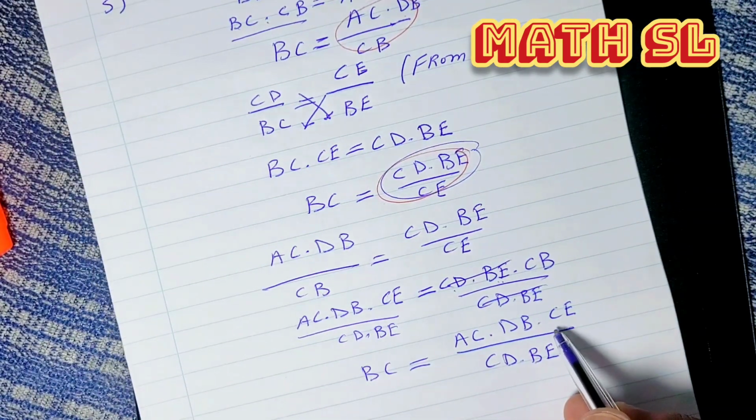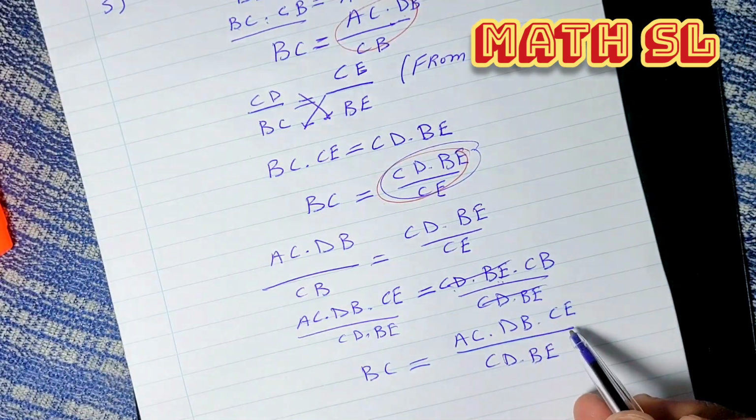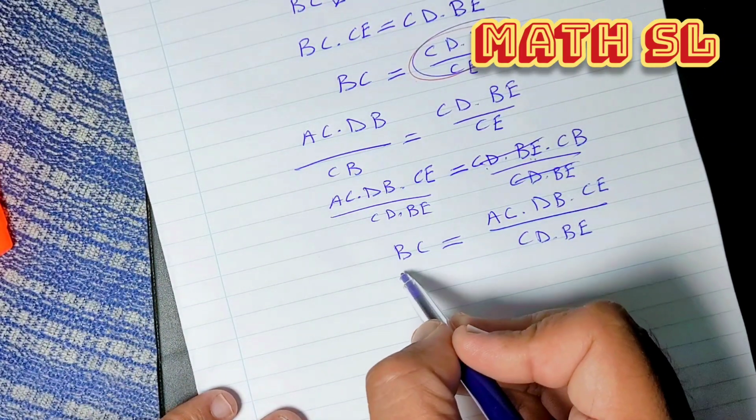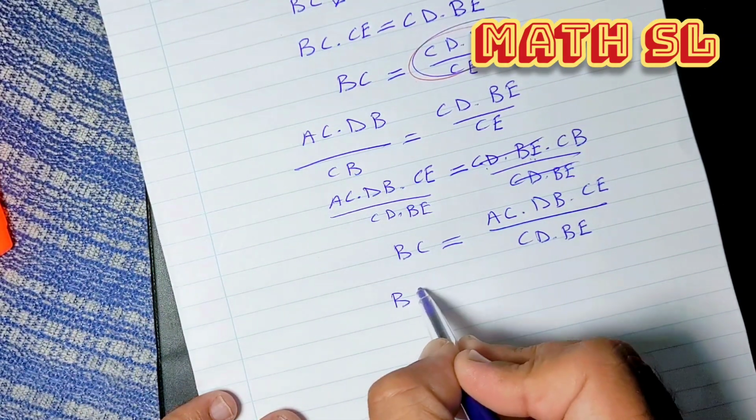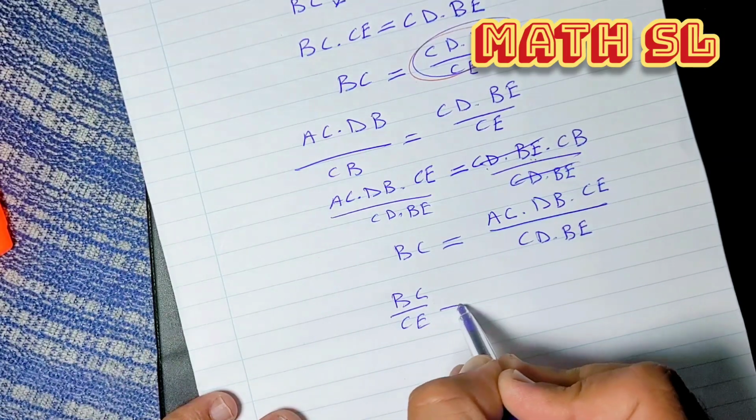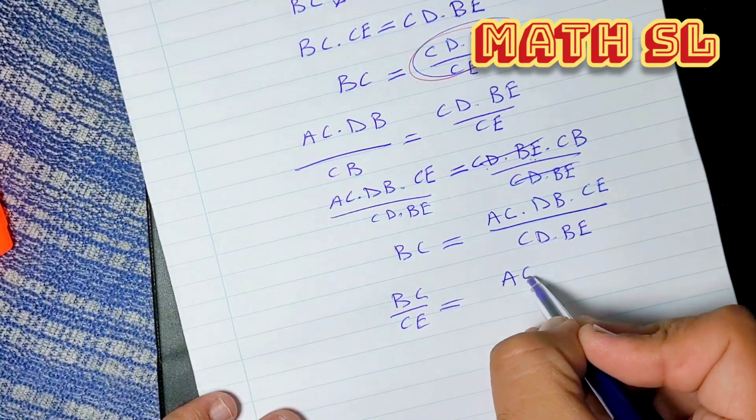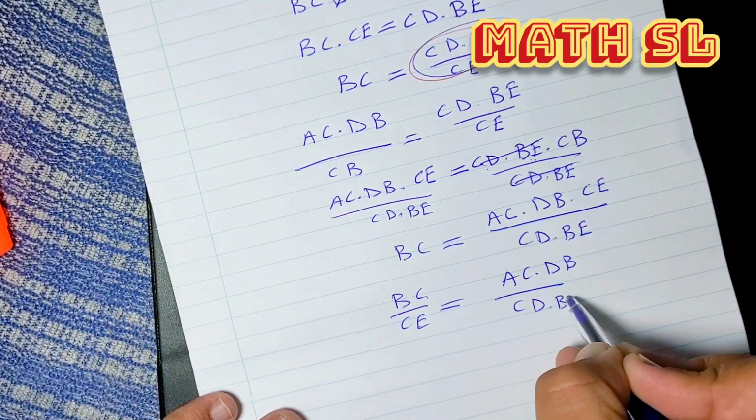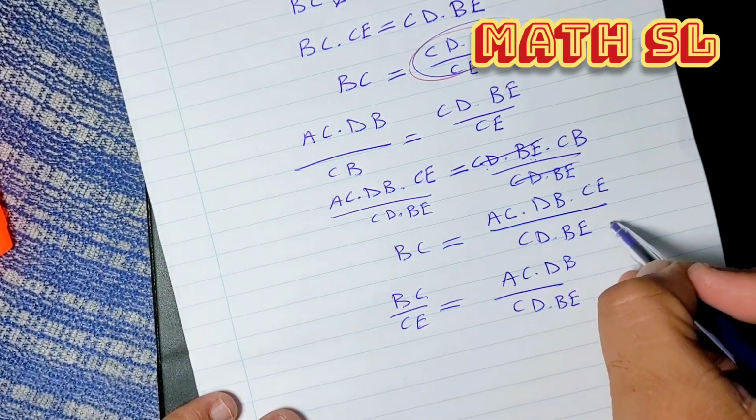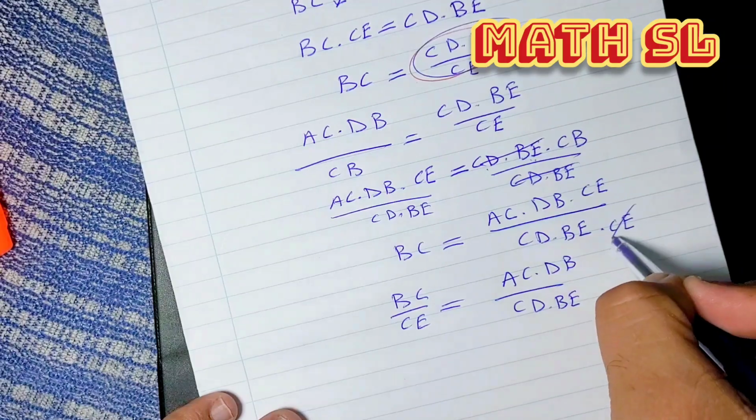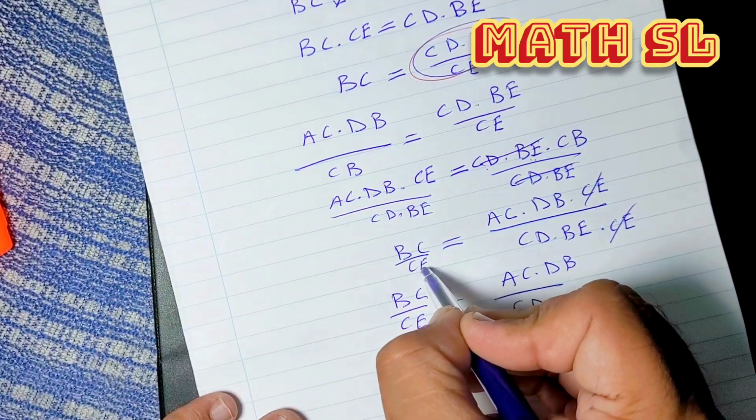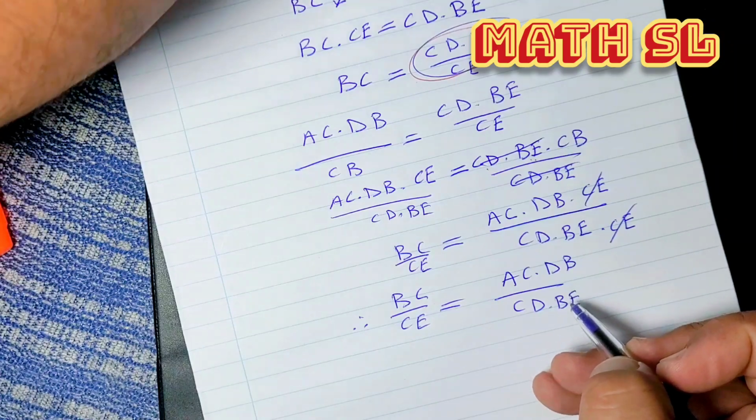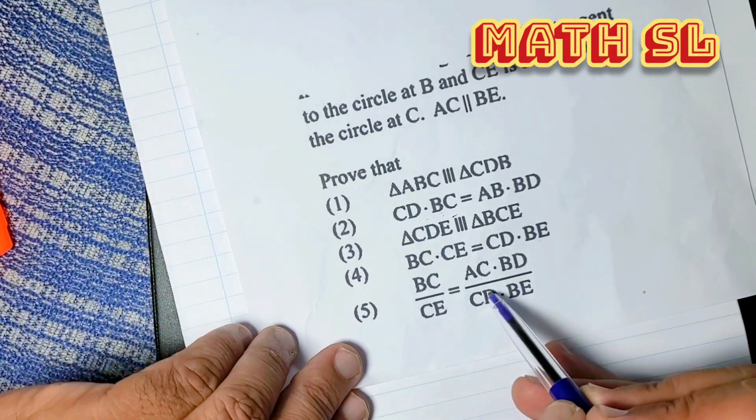Now I have to divide by CE also, on both sides. So the left is divided by CE, BC over CE, and this side is AC times DB over CD times BE, because you divide by CE and cancel. Therefore, BC over CE equals AC times DB over CD times BE. We proved this one.